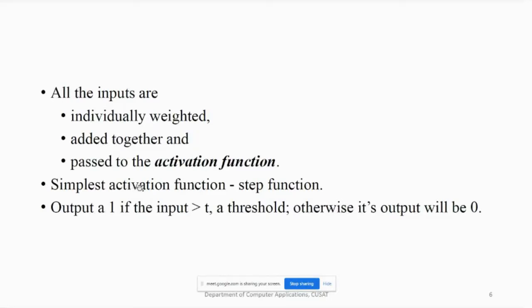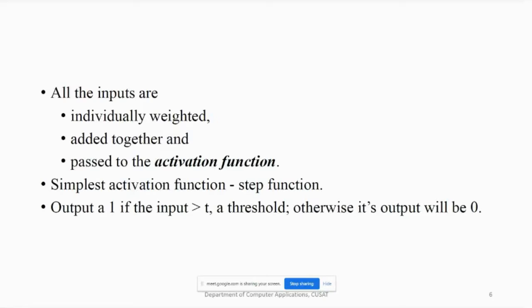The simplest activation function is the step function. I think all of you know the working of a step function. It outputs 1 if the input is greater than a particular threshold, and otherwise its output will be 0. That means when w1x1 plus w2x2 plus etc. plus wnxn is greater than a threshold value, we can say that the perceptron has fired. Otherwise, there is no change in the output of that perceptron model. Therefore, its output will be 0. And this is the case with the step function.